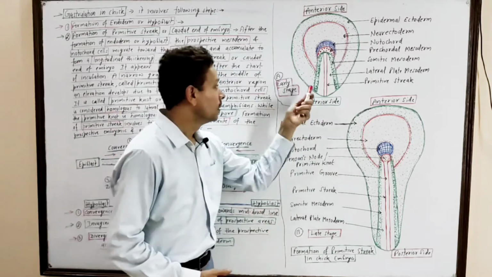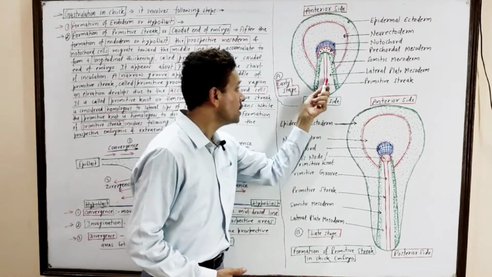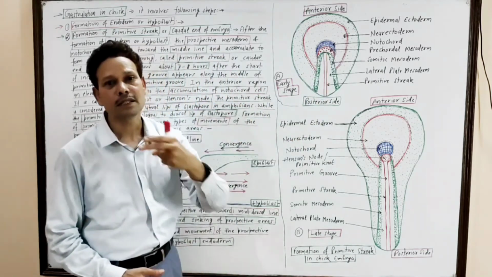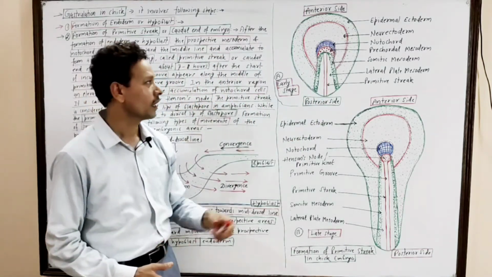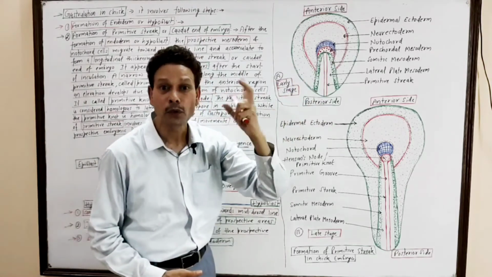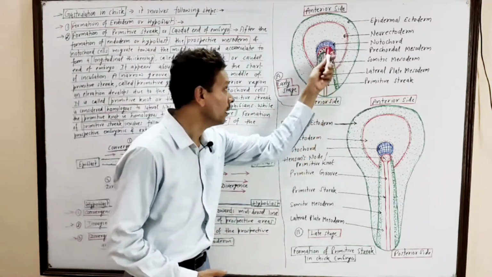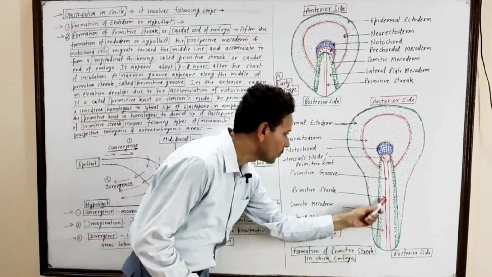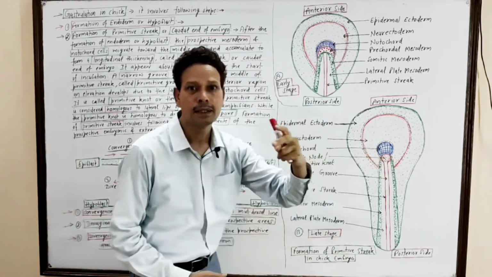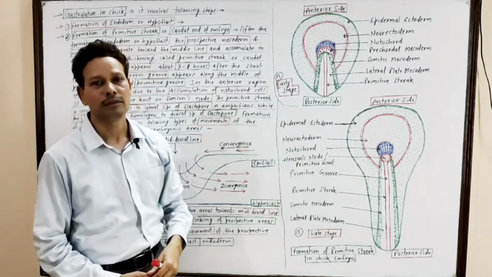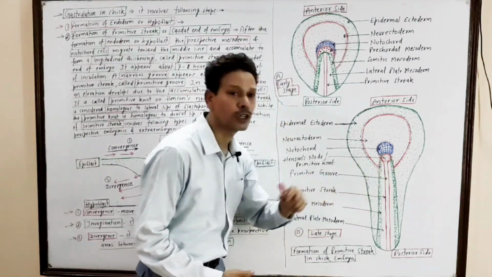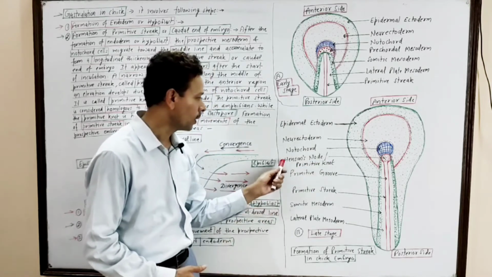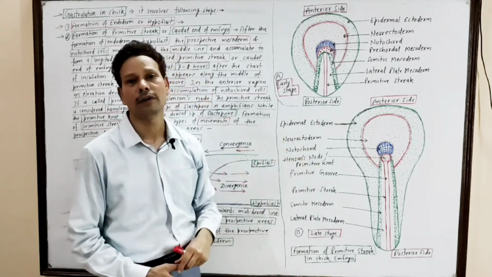Note down, this primitive streak encloses a groove in its central region, and that groove is the primitive groove. And in its anterior region, this primitive streak possesses an elevation, and this node-like structure is named primitive knot, or it is Hensen's knot.